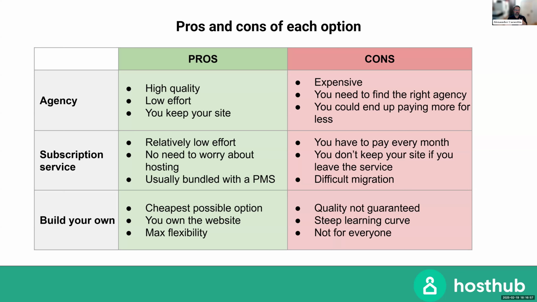And the third option, which is to build your own website, it's of course the cheapest option. You just spend a few hours to do it. You own the website, it's yours forever. You don't have to pay anyone to keep it, except the hosting fees, which is maybe $5 a month. And you have maximum flexibility. You can do whatever you want with the website.